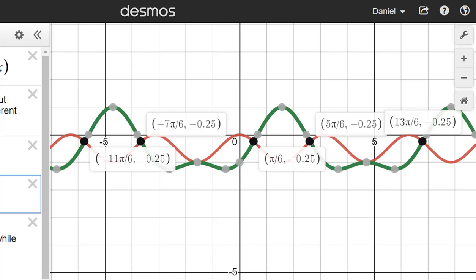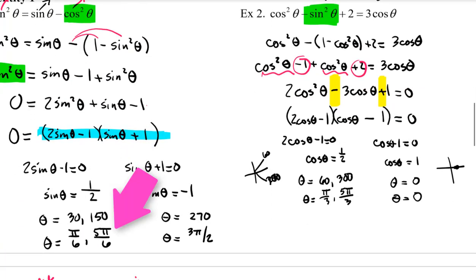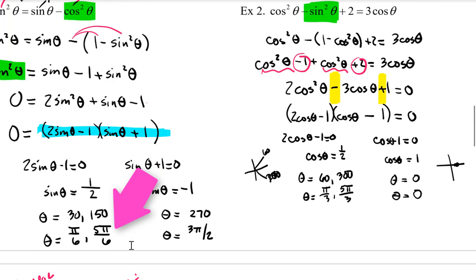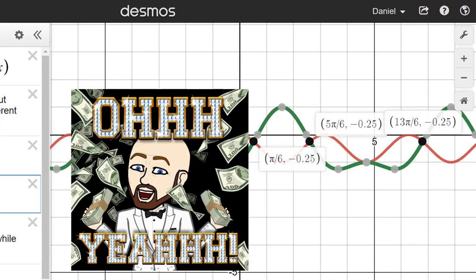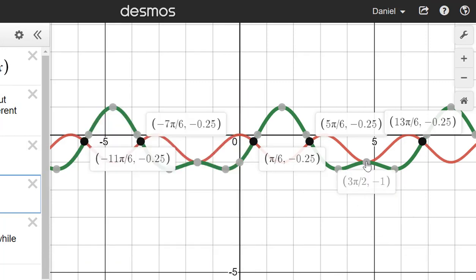If we go back to our problem from before, we definitely see the pi over 6 and the 5 pi over 6. But wait, where's 3 pi over 2, you ask? Oh, that's this one right over here. So we missed a spot, and that's easy to do because you've got all these gray dots everywhere. So just look to see where they intersect. And of course, this gives us our answers in radians, so you'd have to know what the equivalent measurements are in degrees.